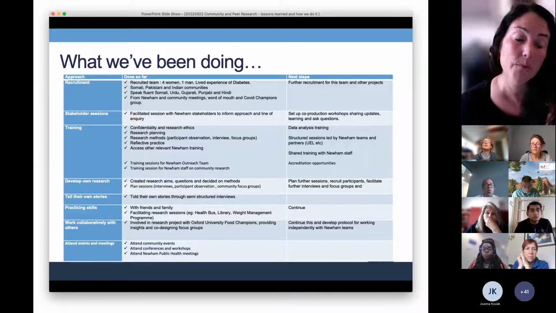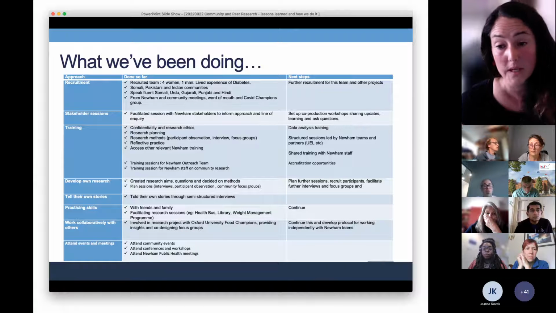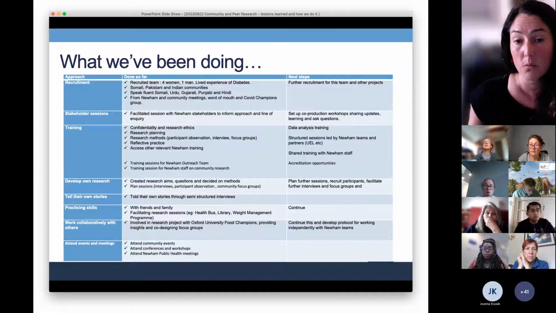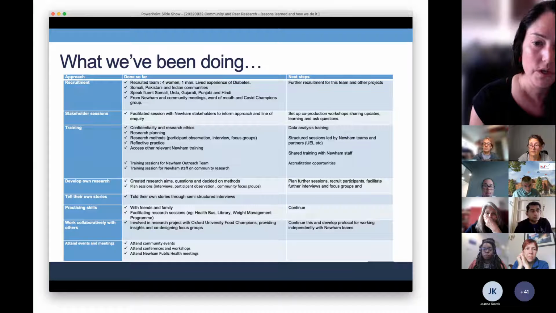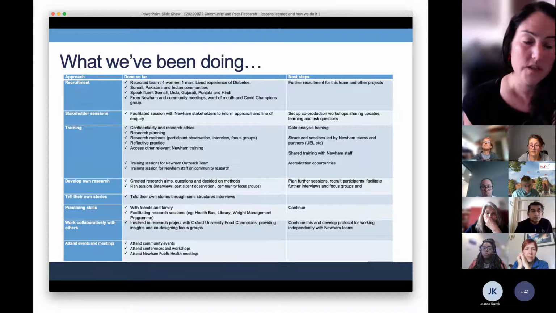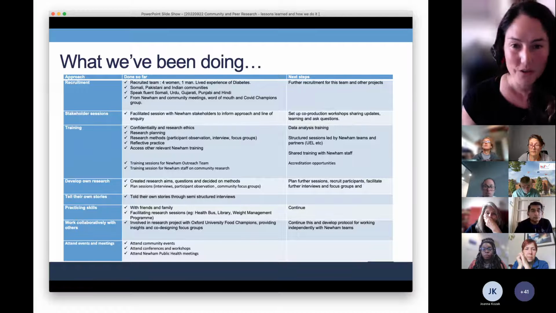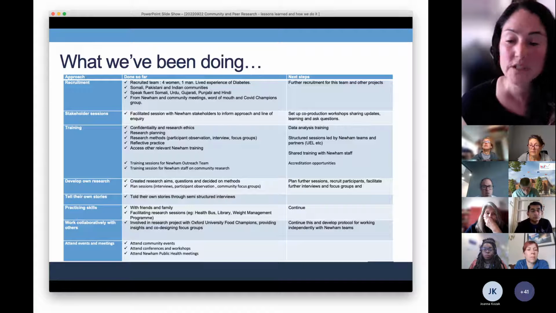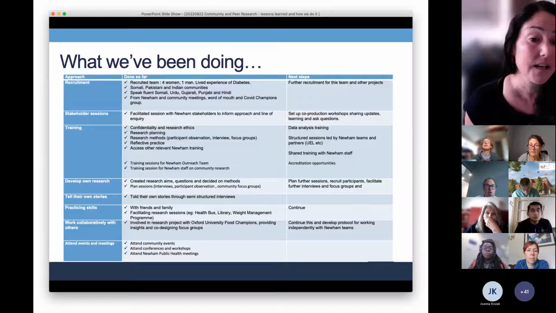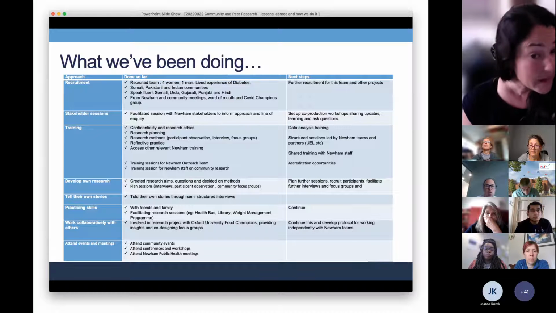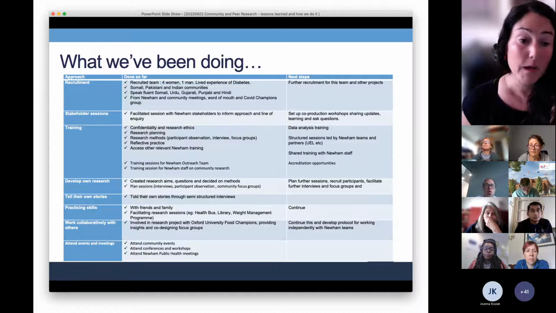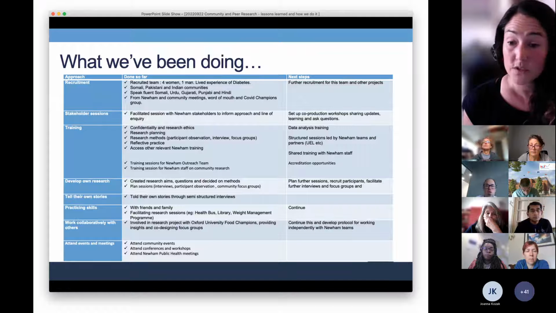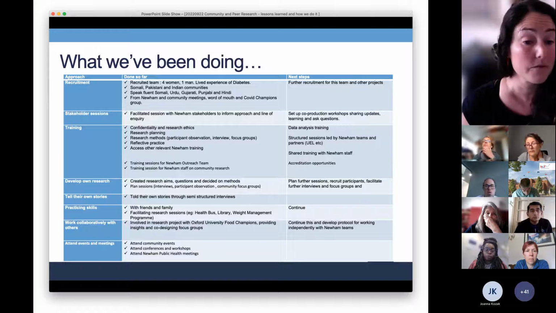There's been lots of training, but what we haven't done is make it really formal, because we want people to be able to access it and not worry if they've missed a session, for example. So the training with the community researchers, a lot of it has been online, so meetings with me, some of it in practice, going out and doing stuff, but it has covered things such as confidentiality, research ethics, research planning, research methods, and thinking about reflective practice. They've also been able to access other relevant Newham training, which has been really, really helpful.